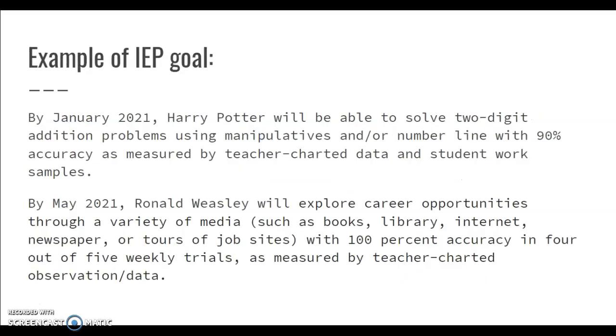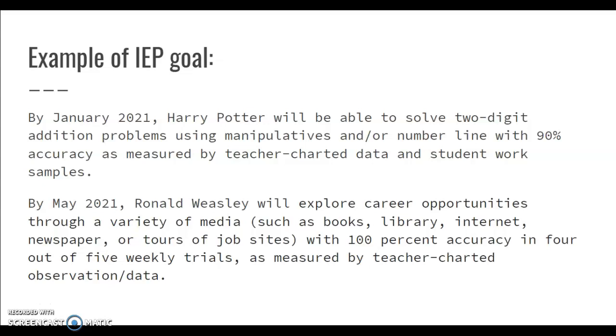Okay. So here are some examples. By January 2021, Harry Potter will be able to solve 2-digit addition problems using manipulatives and/or number line with 90% accuracy as measured by teacher-charted data and student work sample.